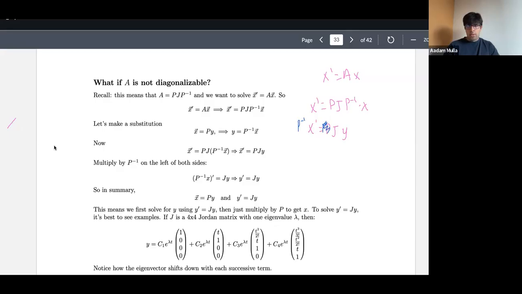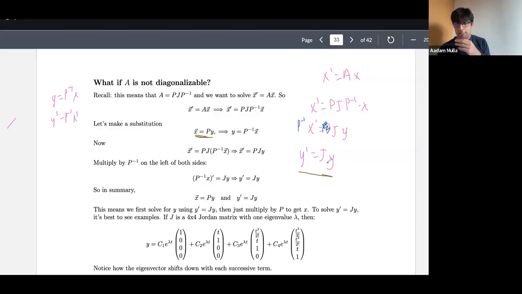Because y equals P inverse x, y prime equals P inverse x prime. P inverse x prime, that's y prime, equals Jy. Okay, why did we do all this? So pretty much our two main equations that we now have are that x equals Py and y prime equals Jy.